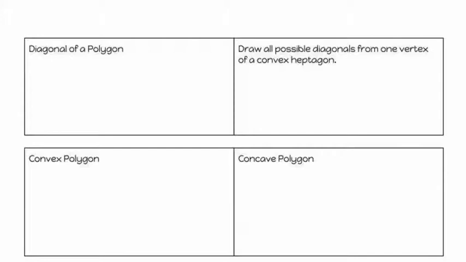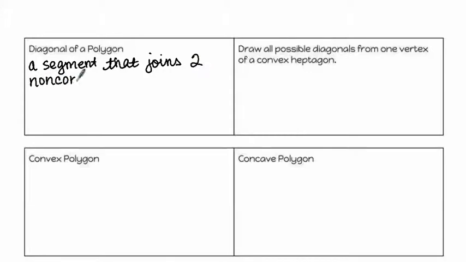A diagonal of a polygon. Now, we know what a polygon is. Most polygons have, or all polygons have, at least 2 diagonals. But a diagonal is a segment that joins two non-consecutive, we'll talk about what that means in just a second, non-consecutive vertices of a polygon.